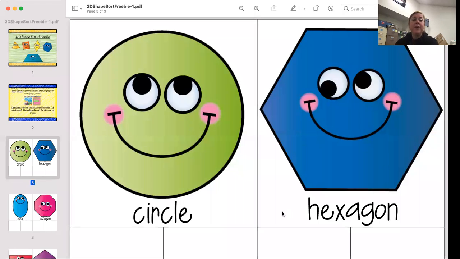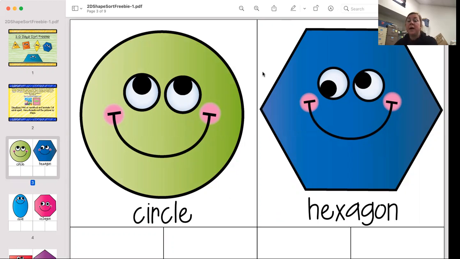Okay, so first we are going to talk about these shapes. So you have an activity to do afterwards. So just watch this video and then you can do your activity. So this one, this green silly face, is a circle. No sides. The next one over here in blue with a really crazy face, this is a hexagon.